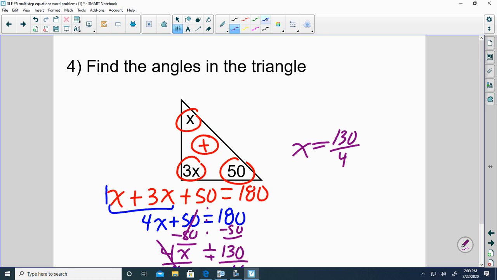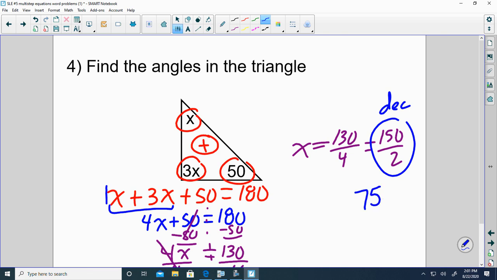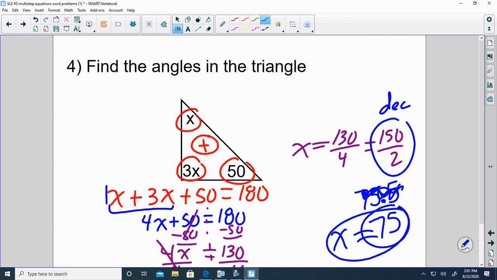I think we can reduce that. That's 150 over 2. In this case, I'm going to actually turn this into a decimal. On your calculator, you go 150 divided by 2. You get 75. I'm sorry about that. So what is x equal to? It's equal to 75.